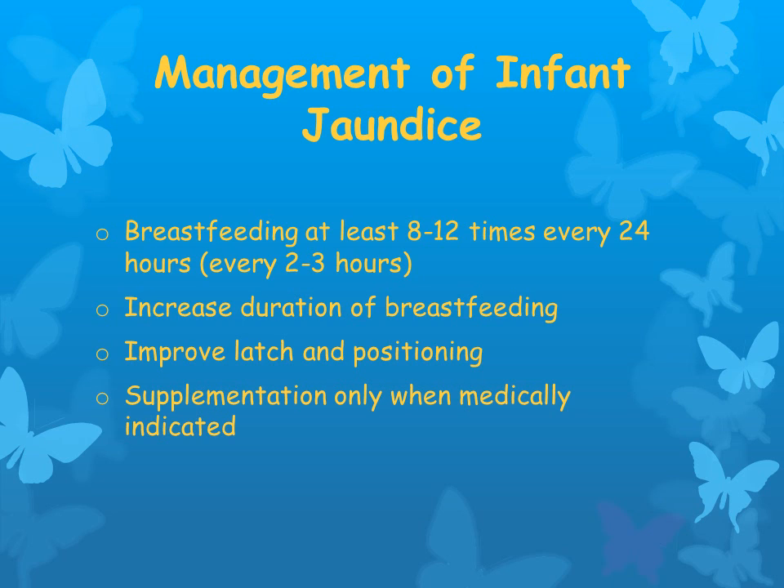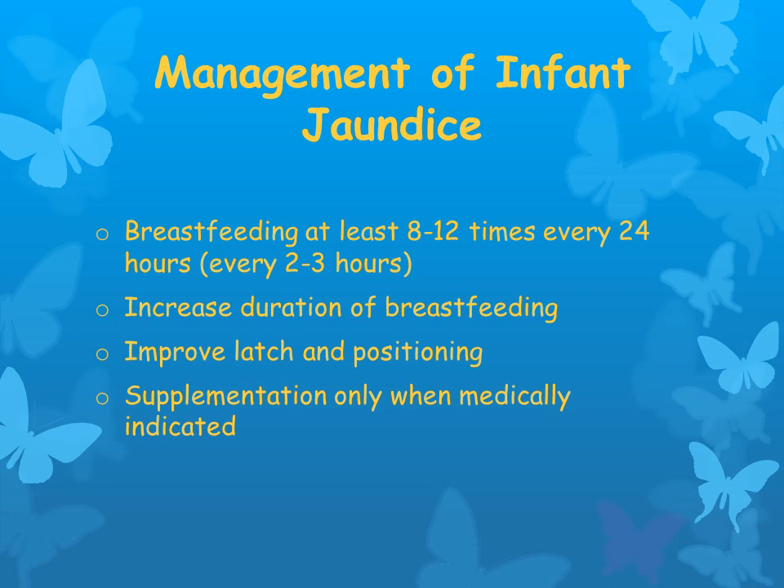Regardless if the infant has breast milk or breastfeeding jaundice, the management and treatment are very similar. Breastfeeding should occur at least 8 to 12 times every 24 hours. We want to increase the duration of breastfeeding. The infant should soften at least one of the breasts, and the mother should offer both breasts at each feeding. We want to improve the latch and positioning, and supplementation only when medically indicated.